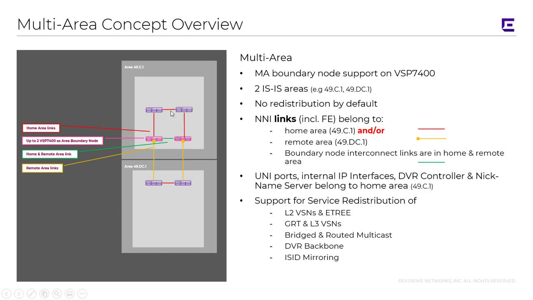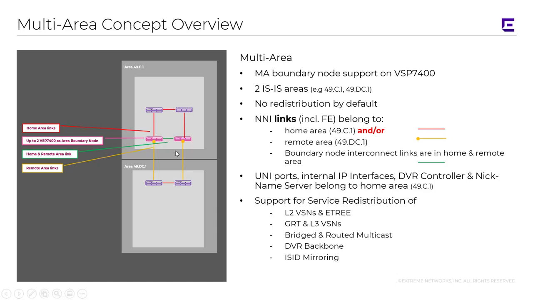A little bit more detail on the color of the links. The red color, and this will be consistent throughout the rest of the session, represents normal home NNIs. So these are NNIs that are fully resident to 49C1. Same thing down below. We see a red line between these two switches. That's an NNI that's fully resident within 49DC1. You will see that we have yellow links. Well, those are remote area links, and this is really where the magic happens.